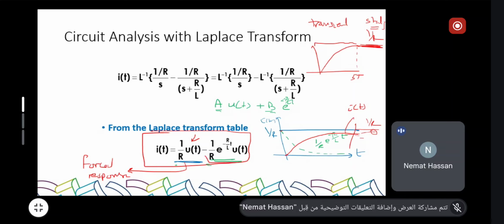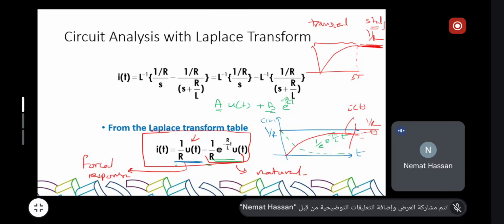While this term we call the natural response. Why is it natural? Because it doesn't depend on the input, it depends on the circuit topology. How is the circuit connected? Is it a combination of series or parallels? What are the values of the components in it? So we call this the natural response.